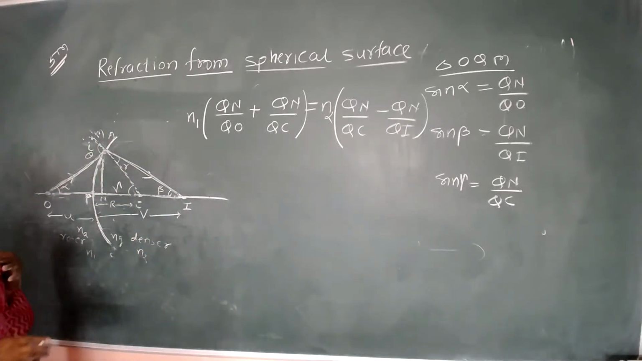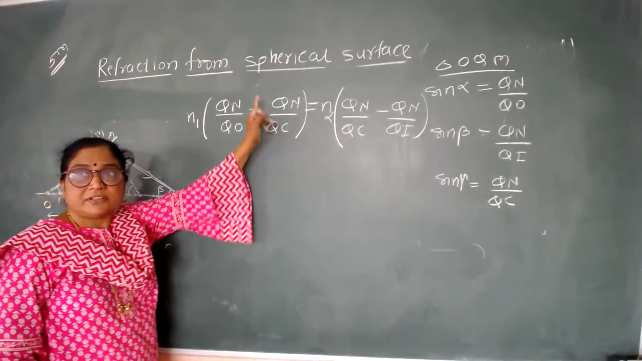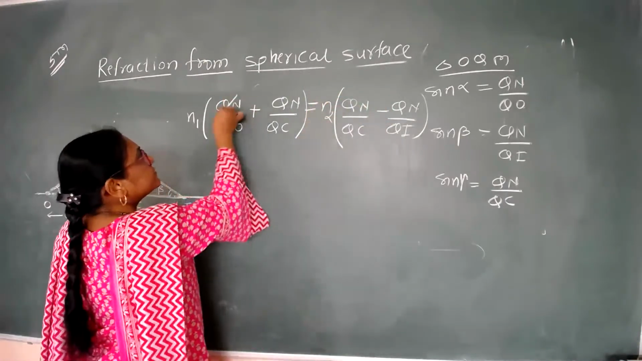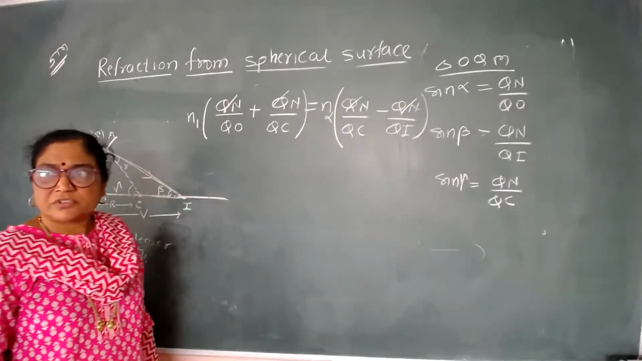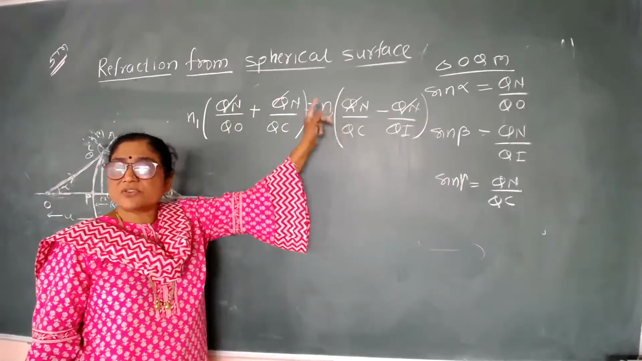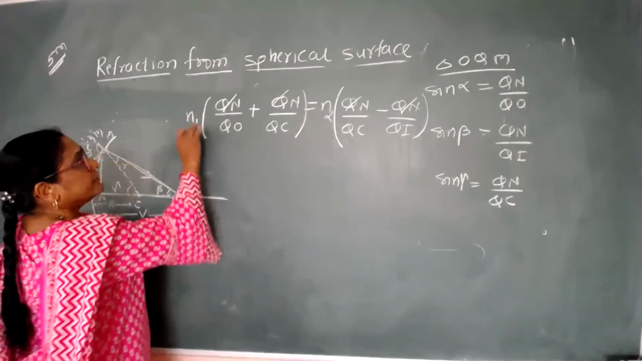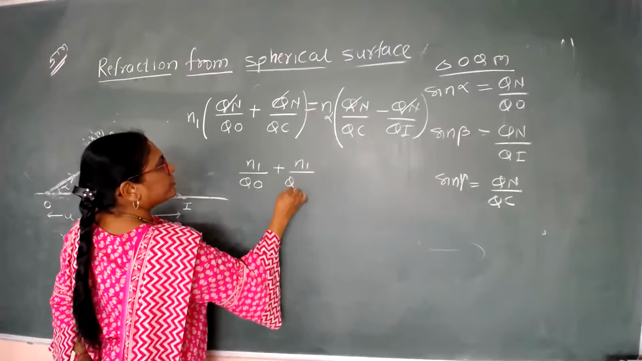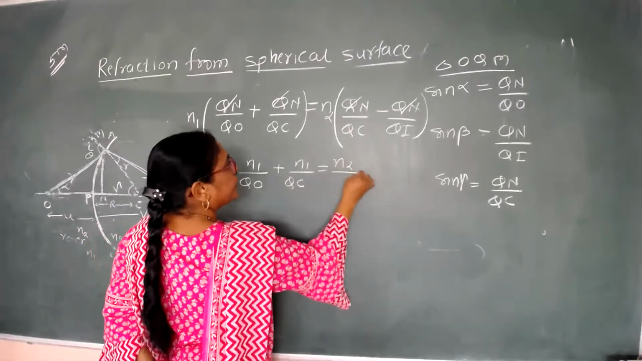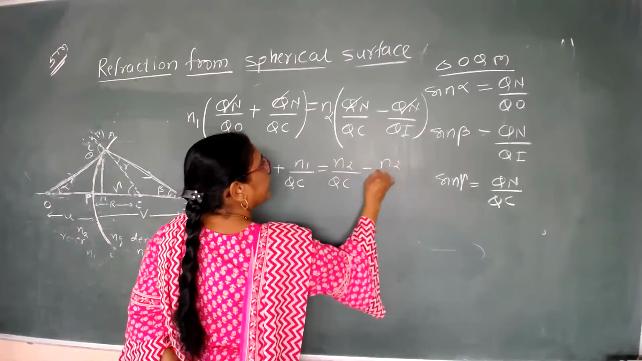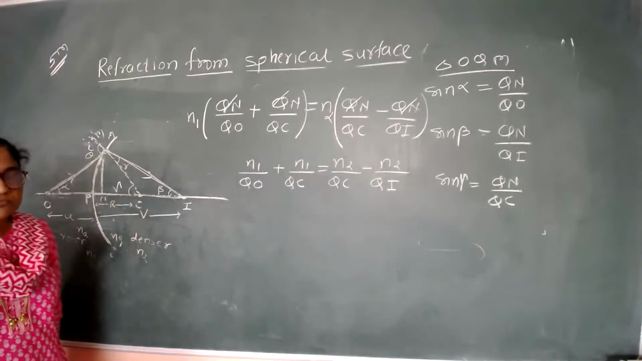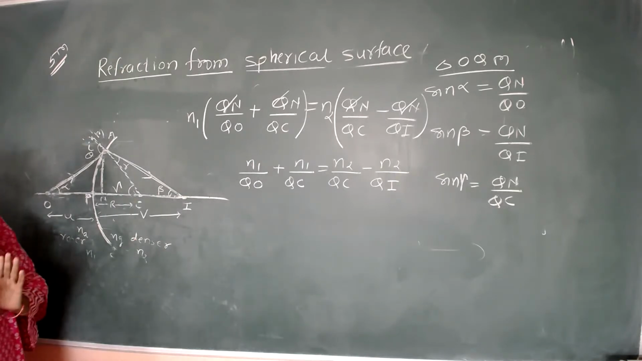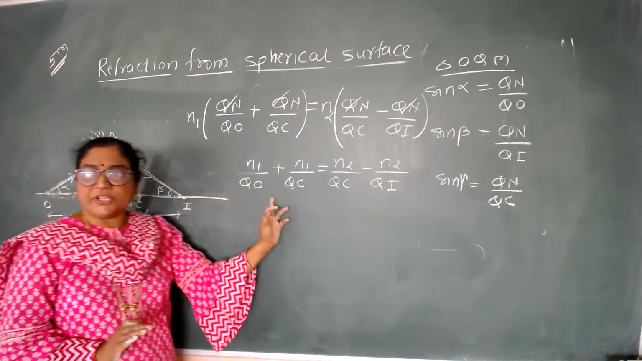Which value is cancelled there? Take QN common, otherwise cancel this. Correct? We take common here and here also. So QN by QN is equal to 1. Then multiply this. N1 divided by QO plus N1 divided by QC is equal to N2 divided by QC minus N2 divided by QI. Here we have QO, QC and QI. Okay, so where is the Q? Ignore. Did you understand? Up to here.